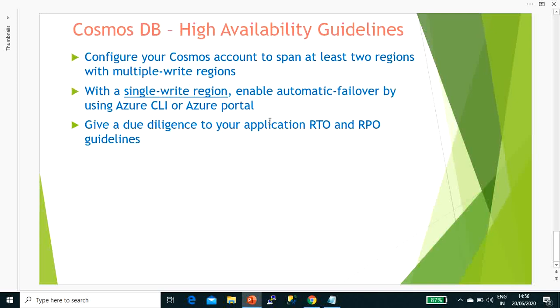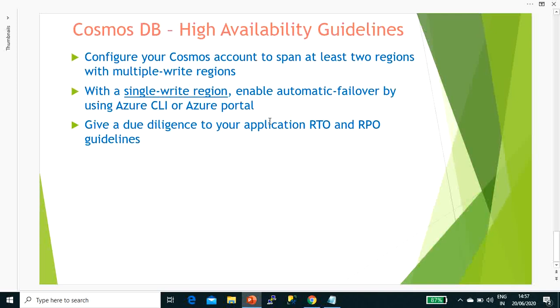You have to give due diligence to your application's RTO and RPO while doing any kind of manual recovery. In the case of manual recovery, you need to identify your recovery time objective and recovery point objective. RTO and RPO are basically terms used in DR activity.